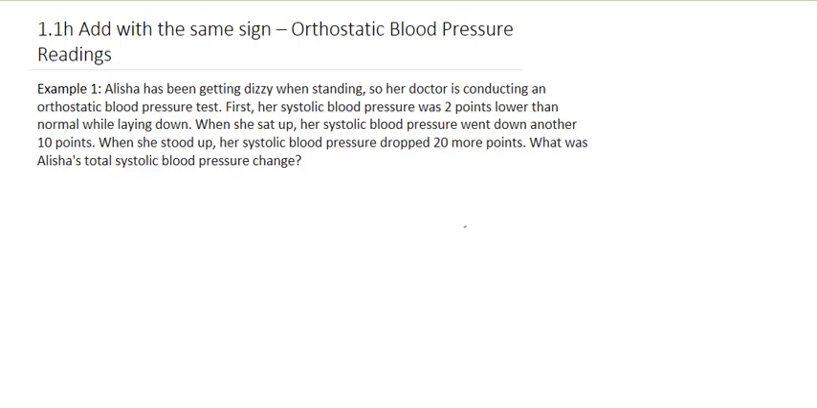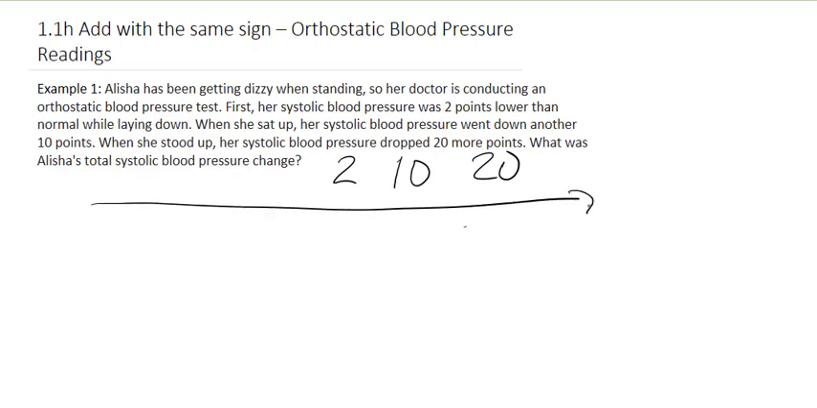So to answer this question, let's first write down each of the numbers and create a number line so we can visualize them. First, we have 2 points lower, which is the same as going down 2, which is the same as negative 2. On our number line, let's create a starting point and then draw an arrow that moves to the left by 2 spaces, and show that we went down 2 spaces.